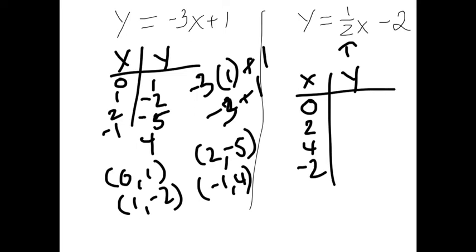So 0 times 1/2 is 0, -2 is -2, 1/2 times 2 is 1, -2 is -1, 1/2 times 4 is 2, -2 is 0, 1/2 times -2 is -1, -1 minus 2 is -3. So again, I would take these points and plot them on a coordinate plane.